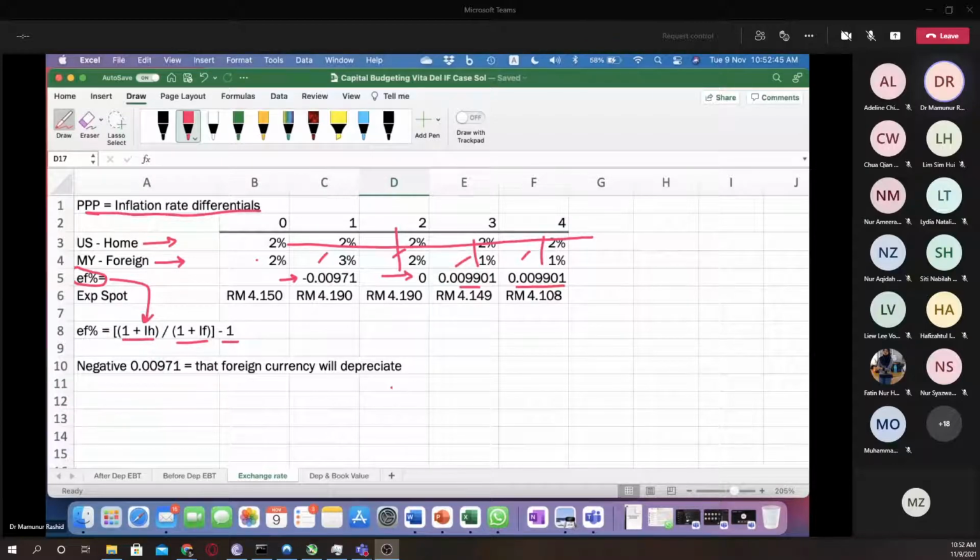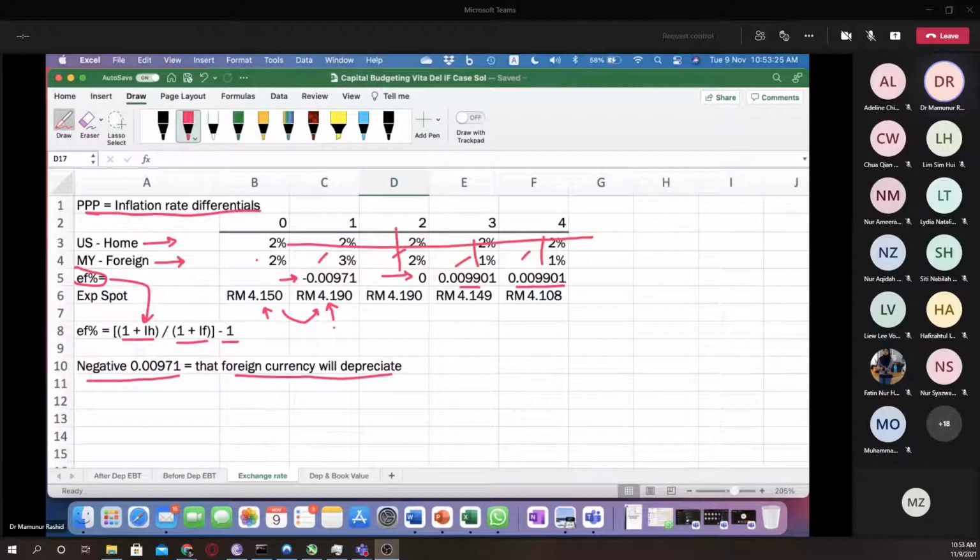So there is an explanation given here. For example, negative 0.00971, meaning that the foreign currency will depreciate. Foreign currency will depreciate by almost 1%. So if the foreign currency depreciate, your local currency will be appreciated. Okay, opposite. So Malaysian exchange rate is given for US is 4.15 in 0 year. If the foreign currency, Malaysian currency, is depreciated by 1%, you need more foreign currency, you need more Malaysian ringgit to get US dollar. So you need 4.19 instead of 4.15, right?